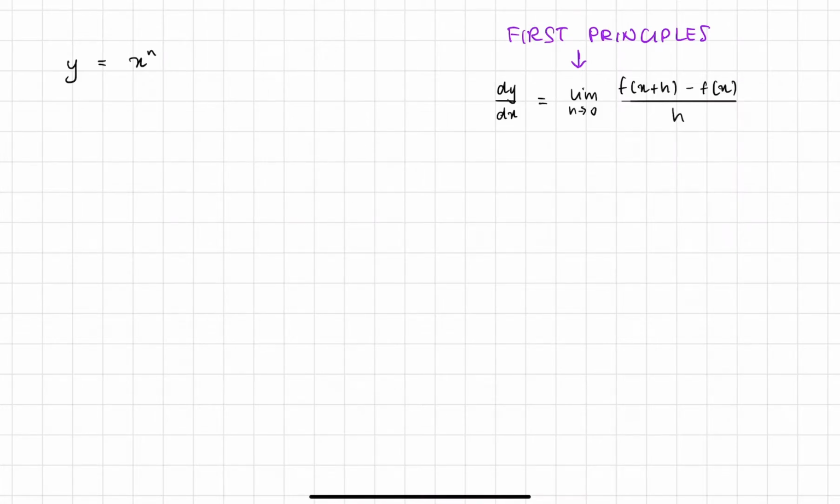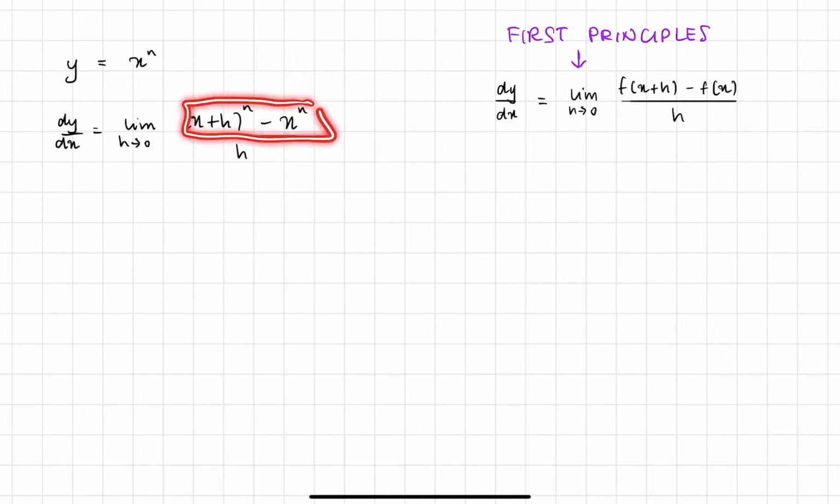Now we have dy on dx is equal to the limit as h approaches 0 of (x plus h) to the power of n minus x to the power of n, all over h. Again, we have a very similar situation where it's really hard to differentiate this because there's nothing really to simplify. And we can't really sub h in because we have h on the denominator, and we don't want 0 on the denominator. So we're going to have to do some work with this numerator.